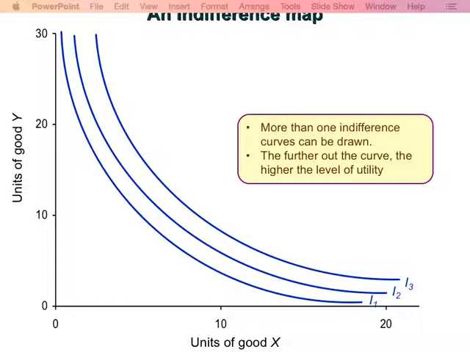Point A, point B. Now, on I1 lie points A and B. At point A, I have 10 units of pears and 2 units of oranges. That's basket A, if you think of that basket in the shop. And then at point B, I have 2 units of pears and 10 units of oranges, for example. It could be 12.